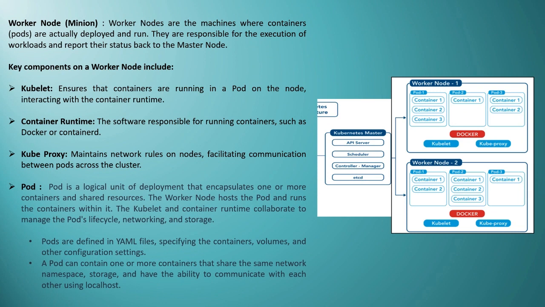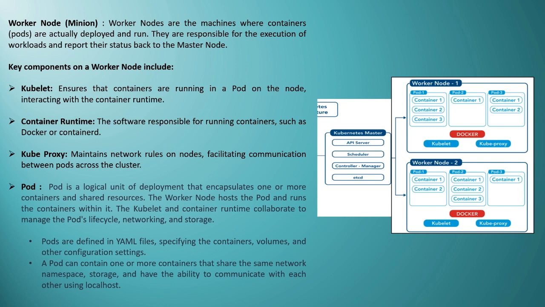Let's move to worker node. Worker nodes are the machines where containers within pods are actually deployed and run. They are responsible for the execution of workloads and report their status back to the master node. In other words, each node is responsible for running containers and communicating with the Kubernetes master to manage the cluster.